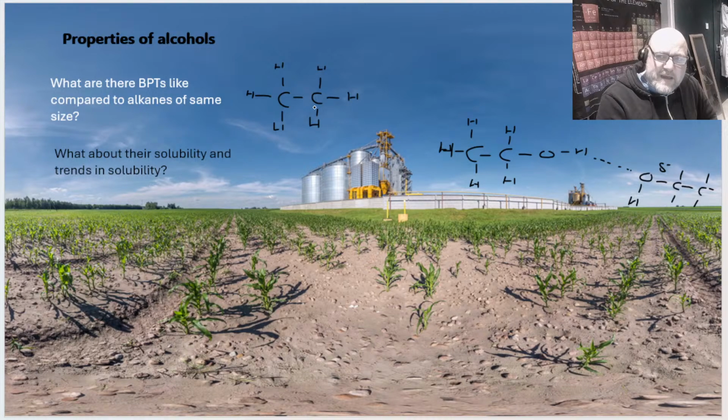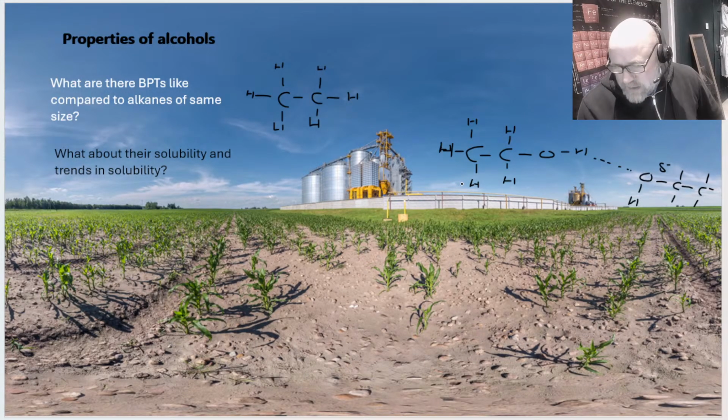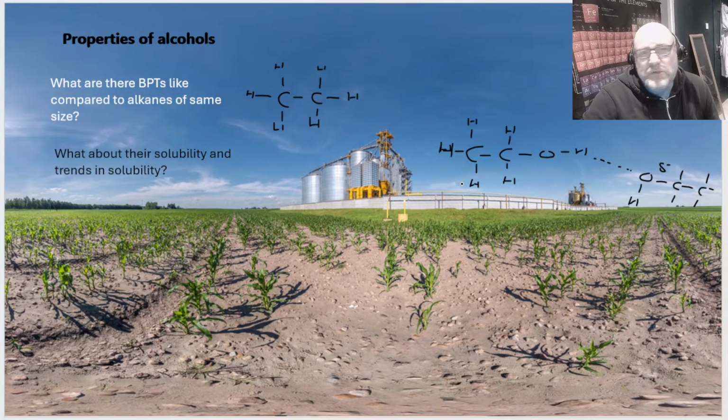Which of these would have the stronger van der Waals? We've established that alcohols have van der Waals and hydrogen bonding. Would ethane or ethanol have stronger van der Waals? Van der Waals comes down to working out the Mr. You can take a quick glance: 24 plus 6 is 30 for ethane, and 46 for ethanol.